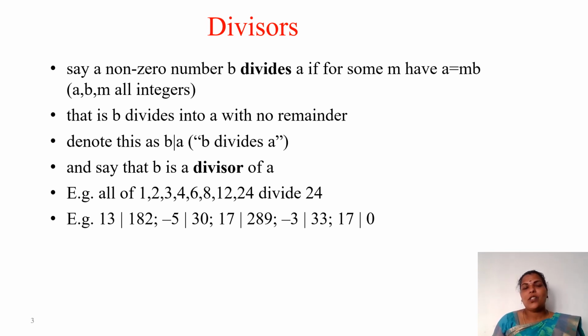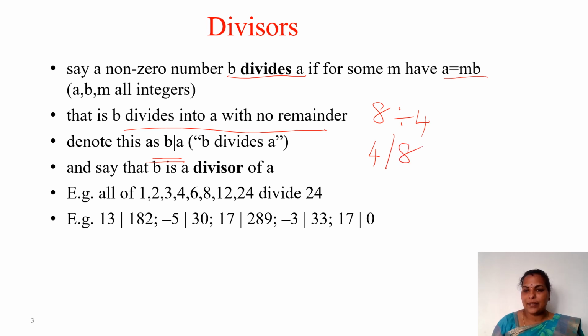So here we say that a non-zero number B divides A if for some M we have A equal to MB. Here A, B and M are all integers. That is, B divides into A with no remainder. Then only we call it B divides A. Say, for example, 8 divided by 4 means we are saying 4 divides 8. This is the way we call it.